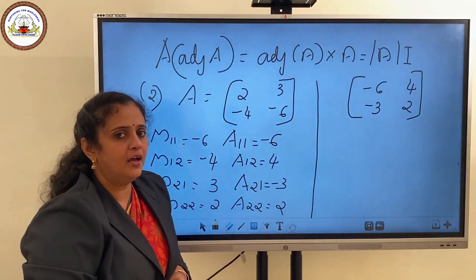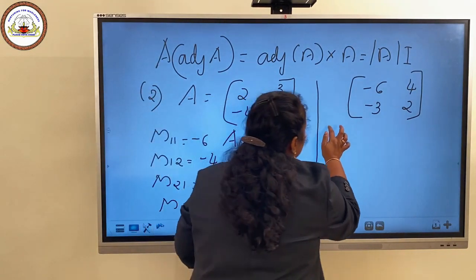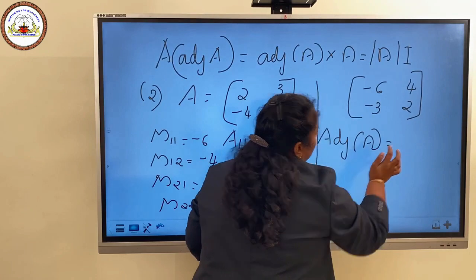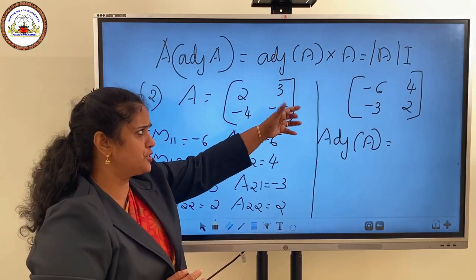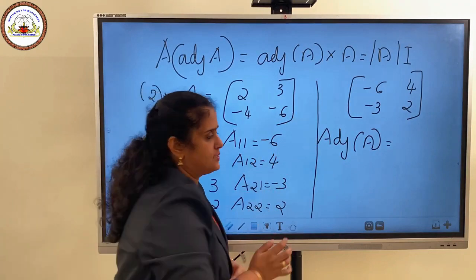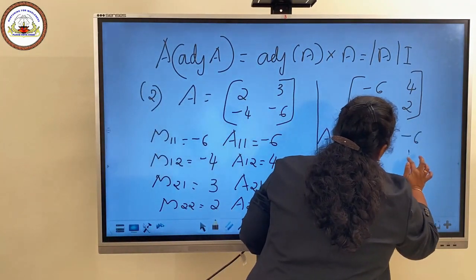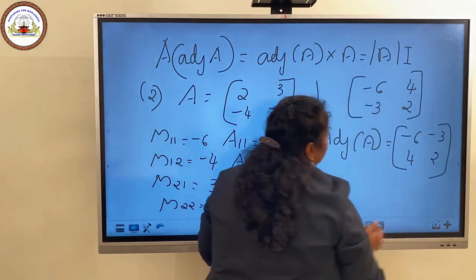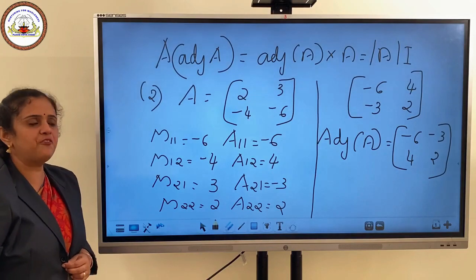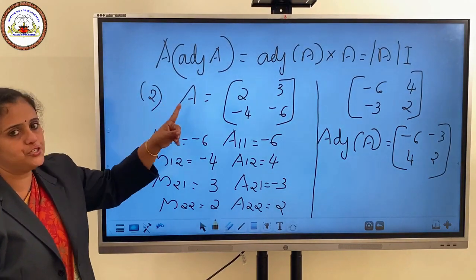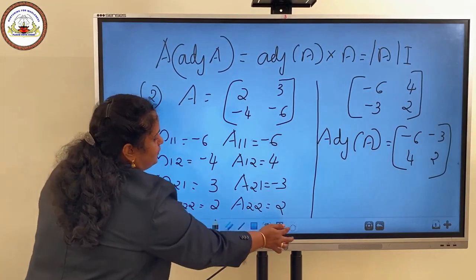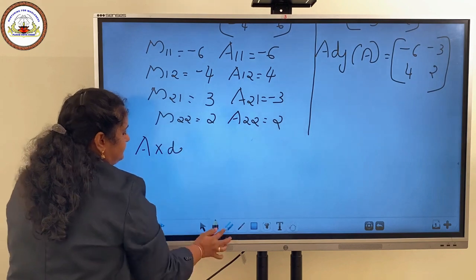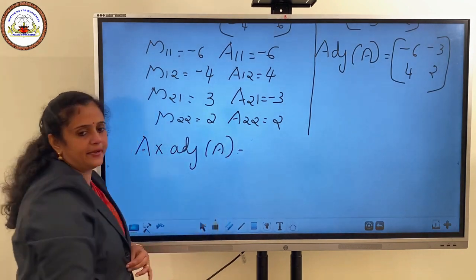Then the adjoint of A is equal to the transpose of this matrix, interchanging rows and columns: minus 6, 4, minus 3, 2. Then we can find A into adjoint of A. Multiply these two matrices.